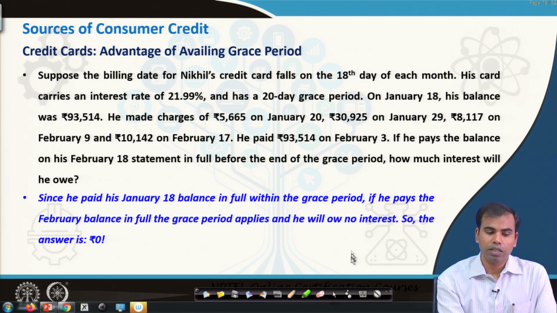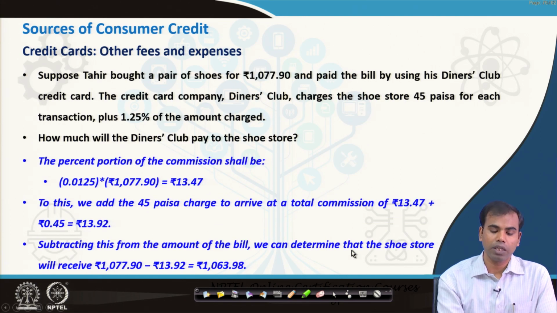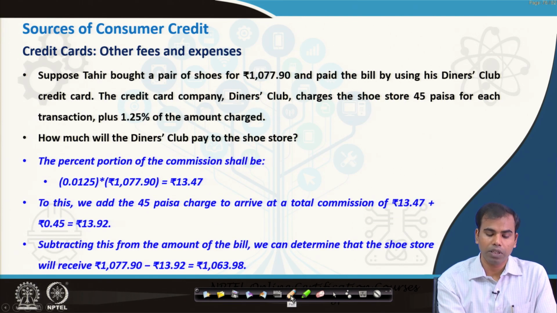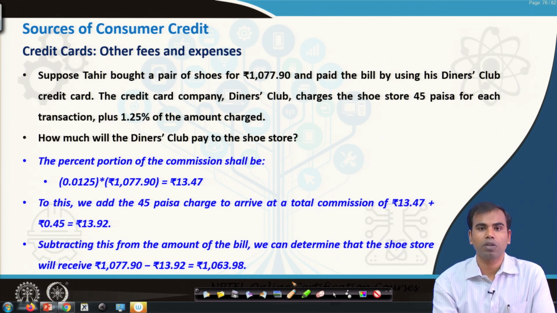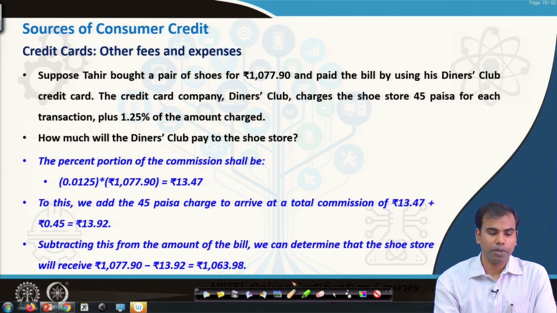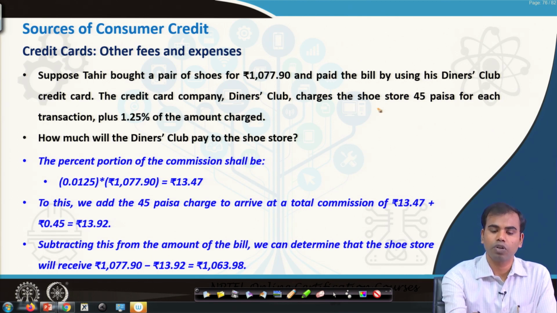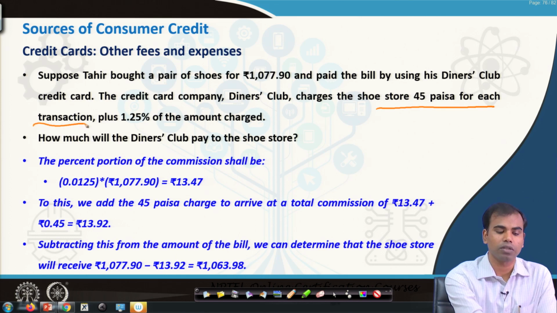Similarly, another example of this nature, of the amount of money that has been paid or that has been due to the credit card companies or other merchant, is explained here. Suppose a guy Tahir bought a pair of shoes for 1,077 rupees 90 paisa and paid the bill through his credit card. The credit card company charges the shoe store 45 paisa for each transaction.